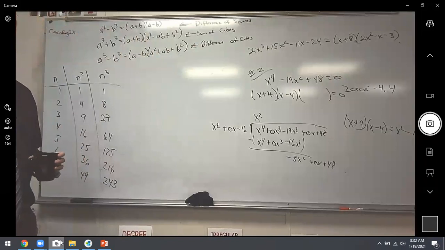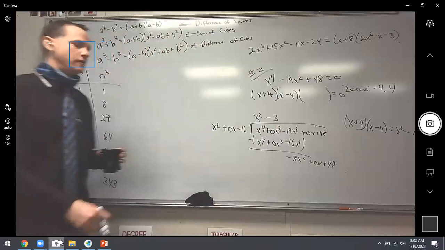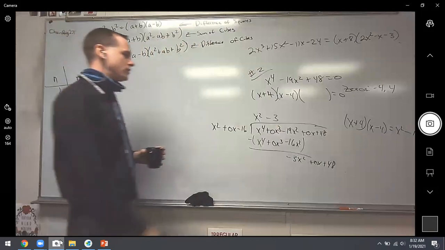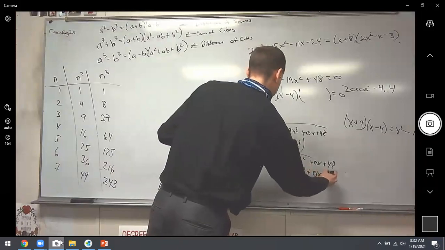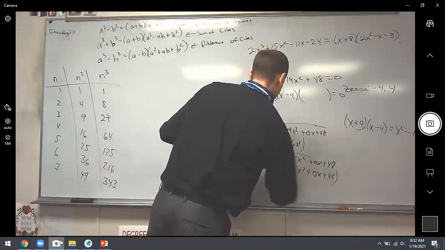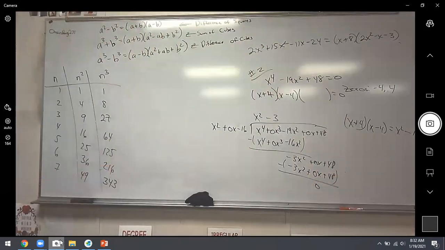Then you try to go again. So x squared times negative 3 would be negative 3x squared. And when you distribute it all out, it actually turns into something that makes perfect sense. The same thing we had on the line before. And when you subtract them, the remainder is 0, which means that it's working.